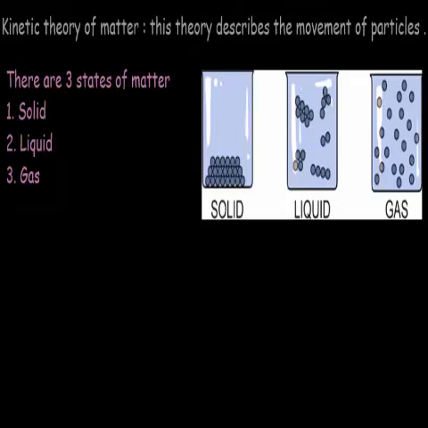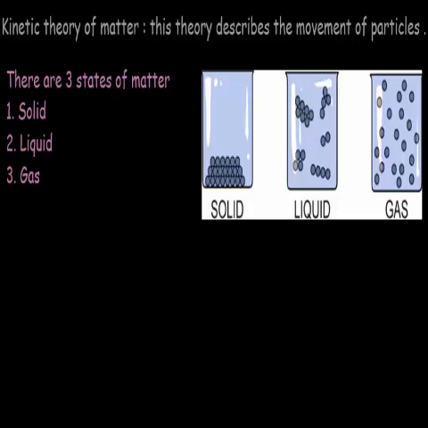Now let's also talk about the kinetic theory of matter, the second evidence for particle nature of matter. This theory describes the movement of particles. There are 3 states of matter, which are solid, liquid, and gas. We are going to see more about this.